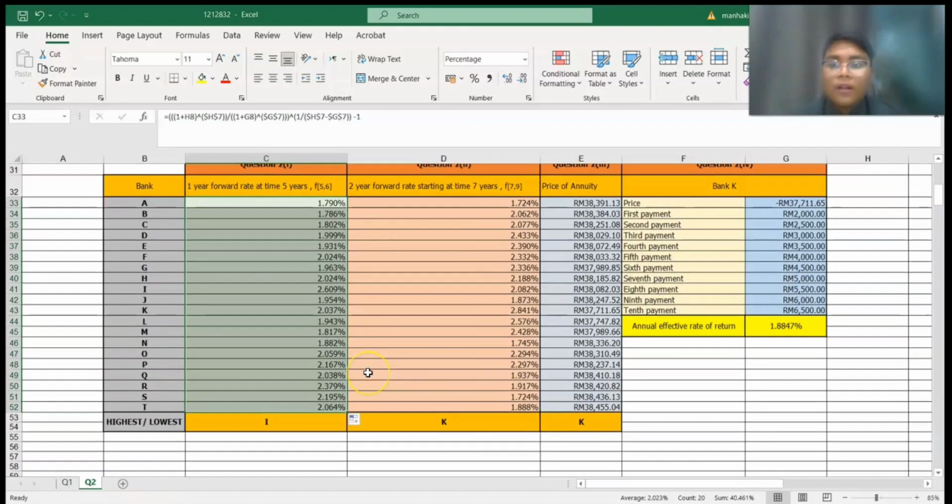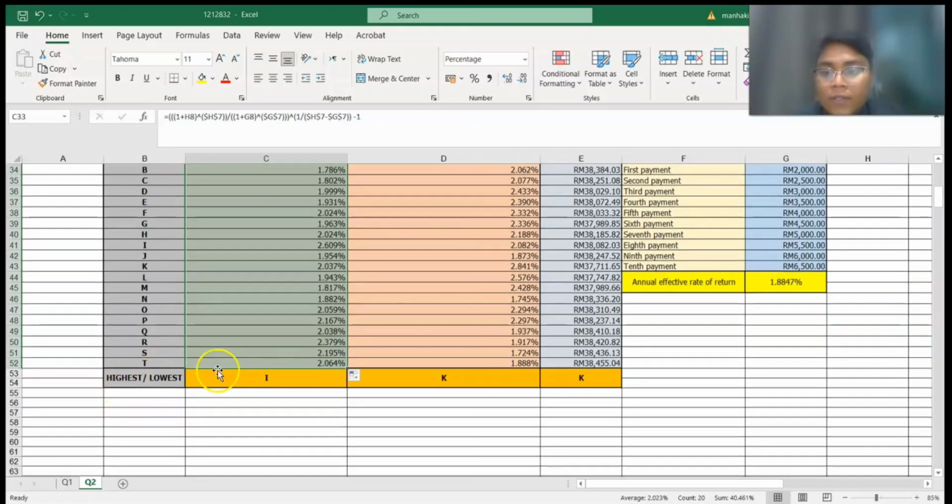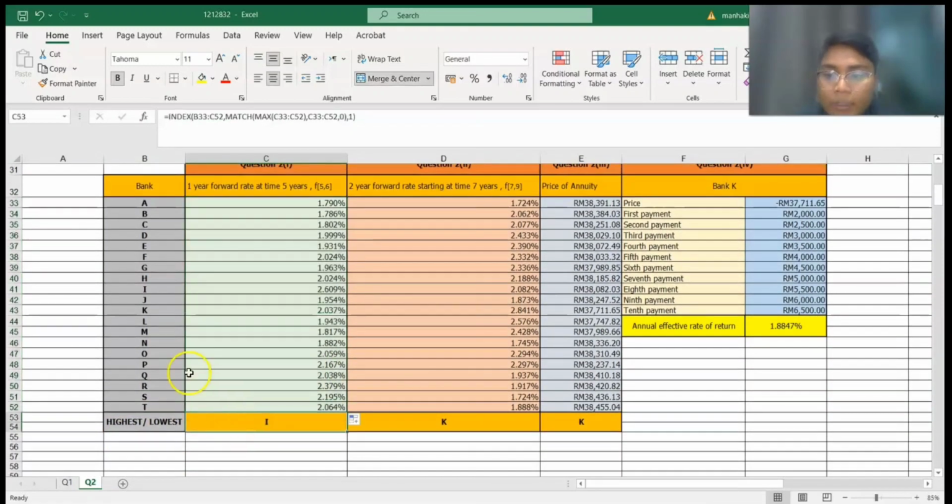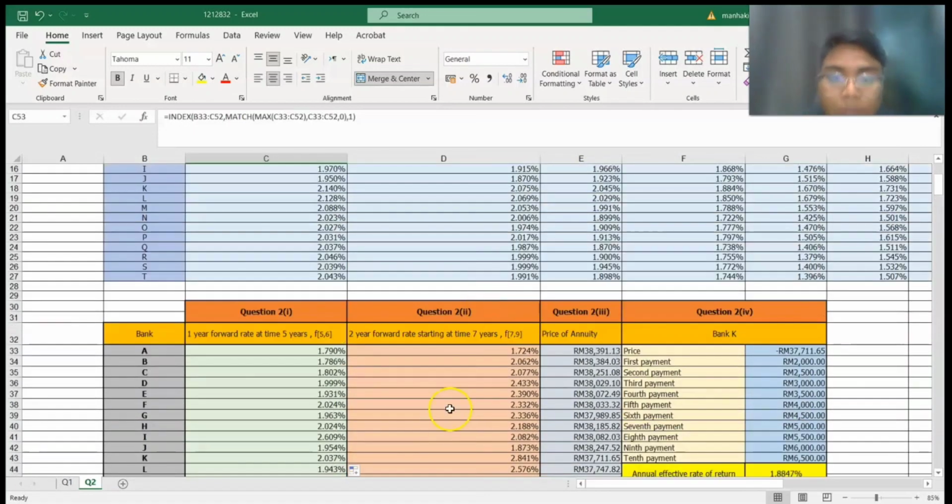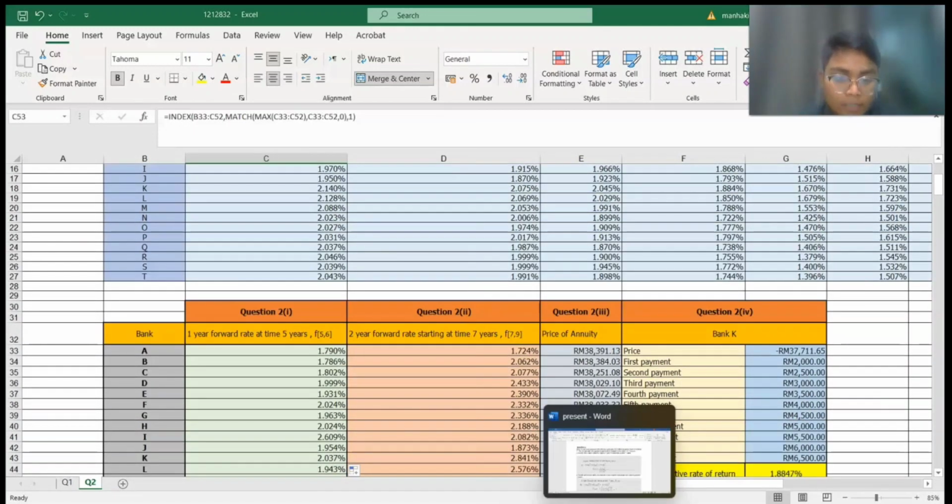The question asks us to identify which bank offers the highest. So the highest is I, which is 2.609%. For this, I use the index formula, with B33, and the maximum of this 1-year forward rate range. So I got I. Next question.